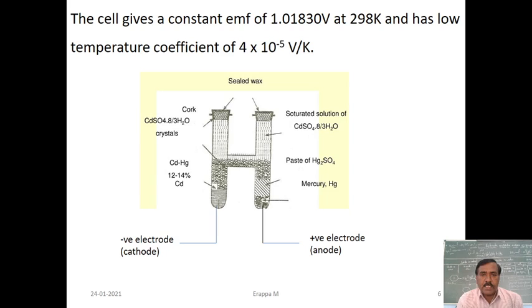So read the labelled diagram of the Weston cadmium cell and label the parts, and represent which is the negative electrode and which is the positive electrode. Usually this question is very important. Draw a neat labelled diagram of the Weston cadmium cell, mention the positive electrode and negative electrode, and label the parts.